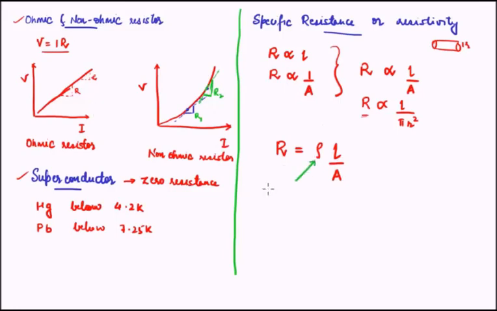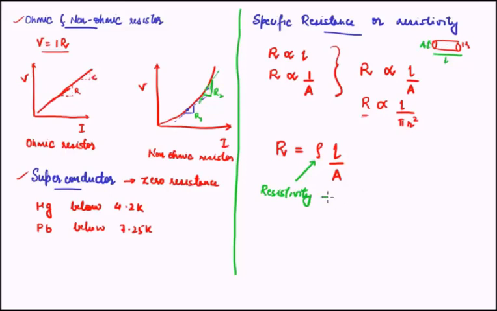This is my resistivity. So the proportionality constant, which equates resistance with length of the conductor and the area of cross section of the conductor, is known as resistivity.